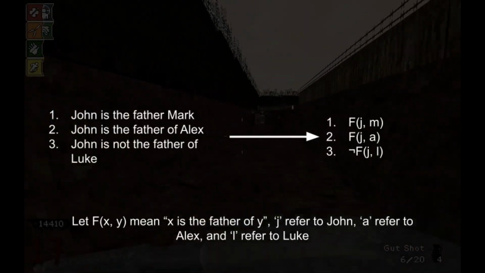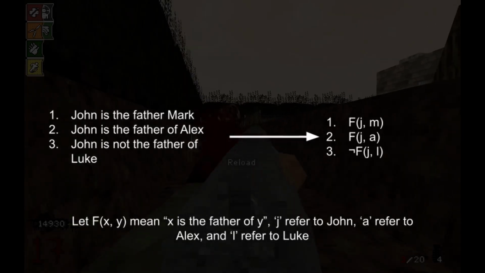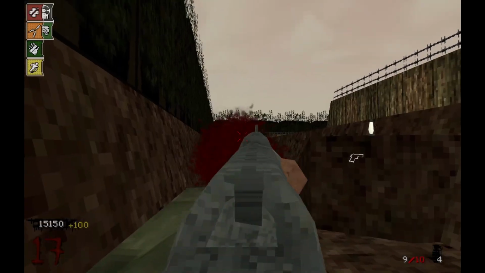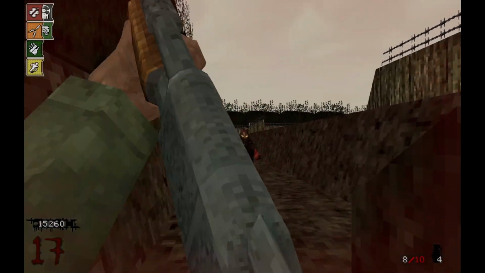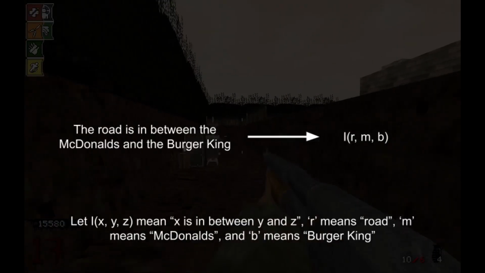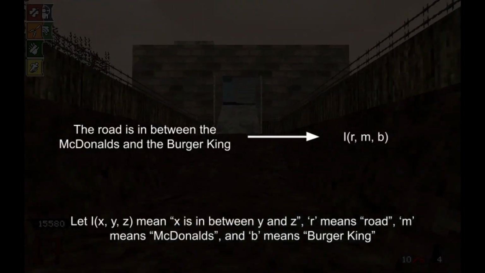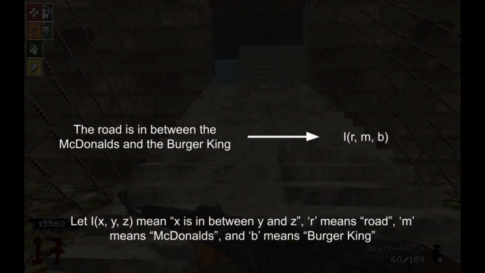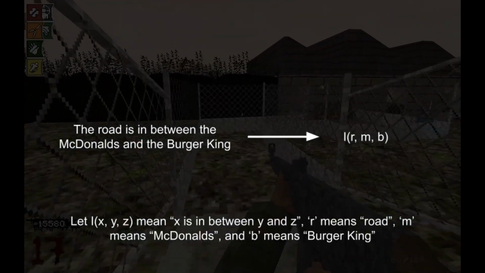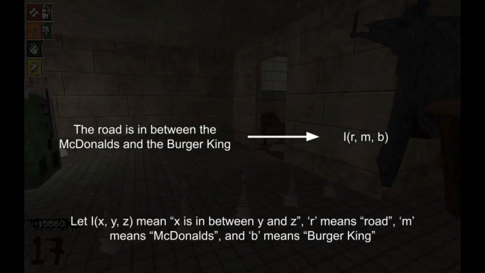Likewise, if you want to say John is the father of Alex, you can say F and then in the parentheses J, comma A. Now, we can take this further by having three-place predicates as well, and you can continue this on and on. So let's say you want to say the road is in between the McDonald's and the Burger King. You can say I and then in the parentheses R, comma M, comma B, right? So that's one way to write it. You can say let I mean X is in between Y and Z, and then R means road, M means McDonald's, and B means Burger King, right?